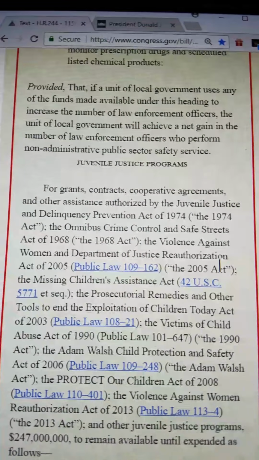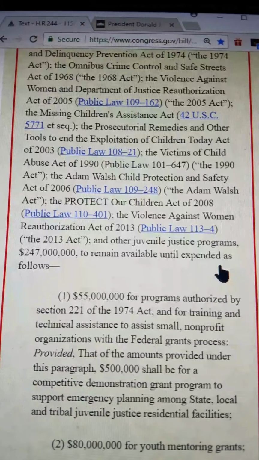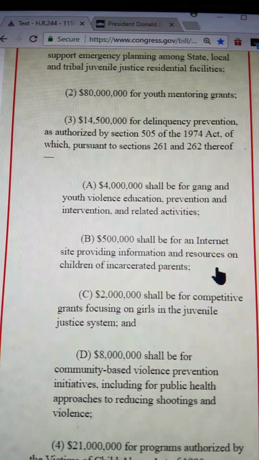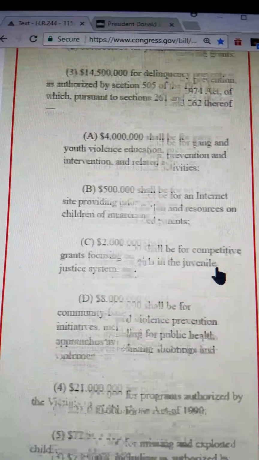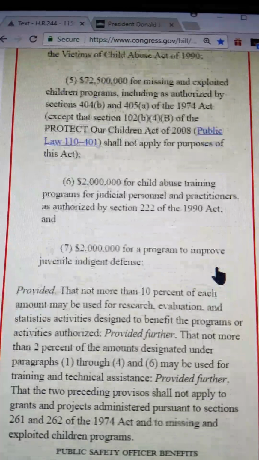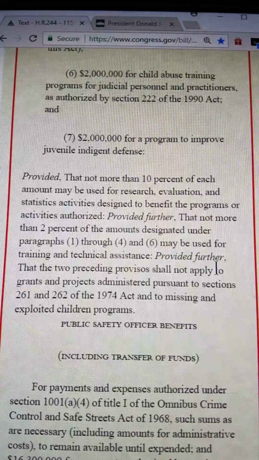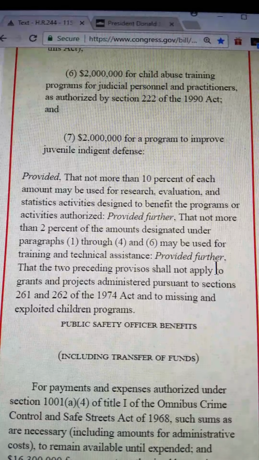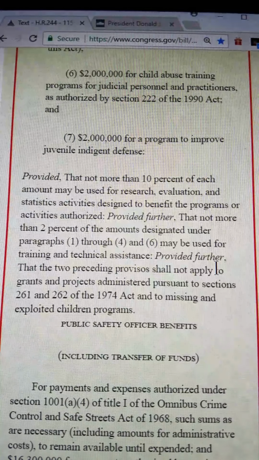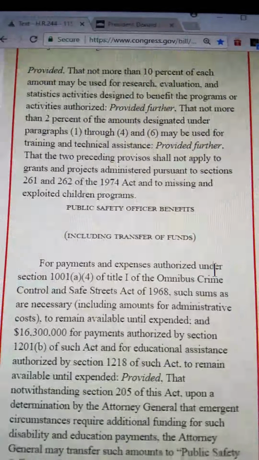And then it goes on to talk about the juvenile justice programs, about how much money they're going to be spending for our kids. And I'm not understanding why. What is the purpose behind this? Why is all of this money being spent to protect women, and protect women from what? What is getting ready to happen?